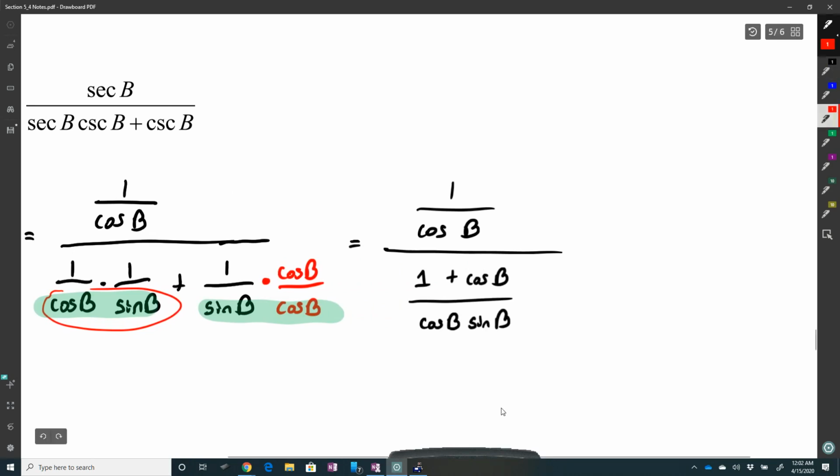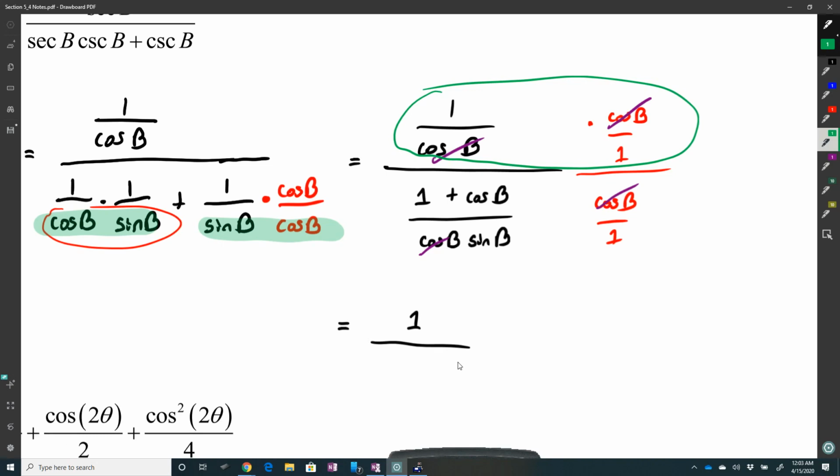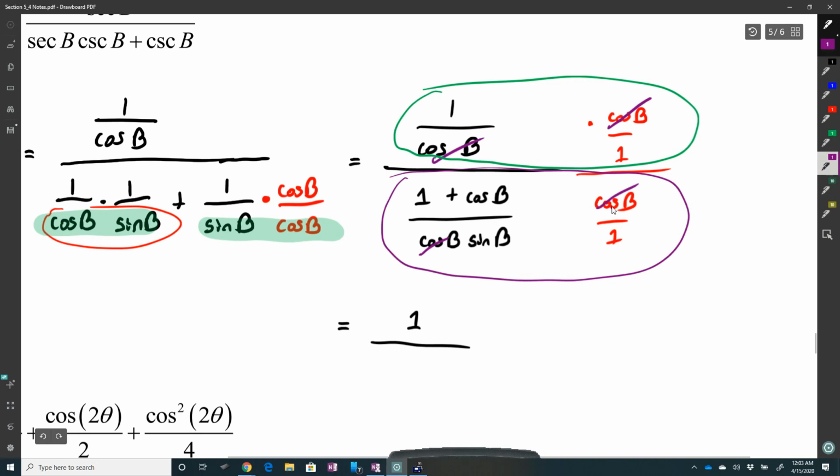Now I can multiply by cosine over cosine. And what that does is cosine b cancels out. And you're left with 1. So on the top, remember, I'm just dealing with these two. On the top, the cosines cancel. And on the bottom, all that happens is the cosine that I added cancels with the cosine that was in the denominator.